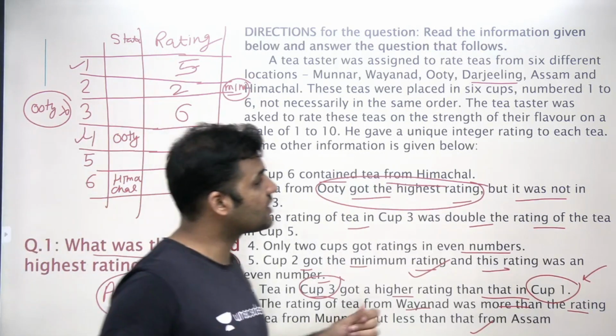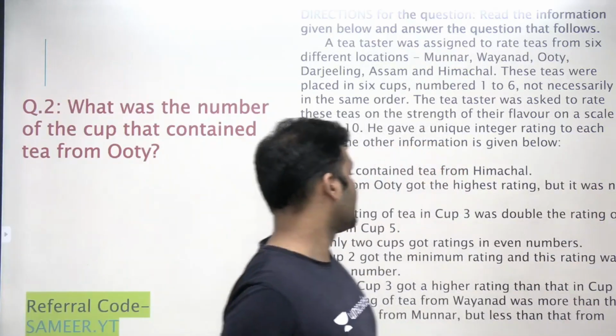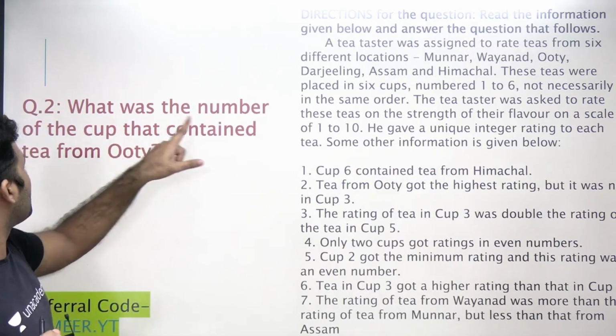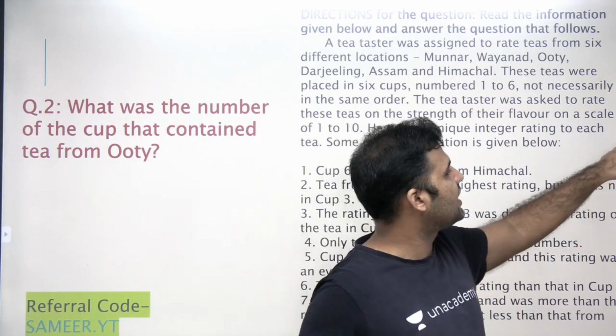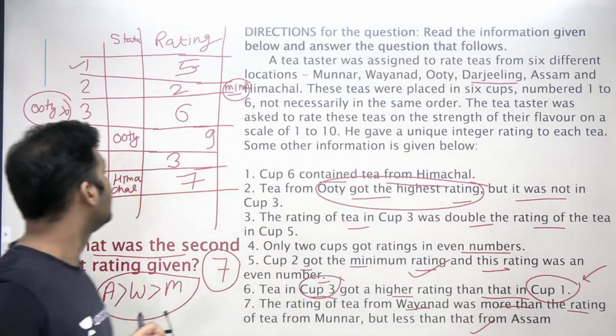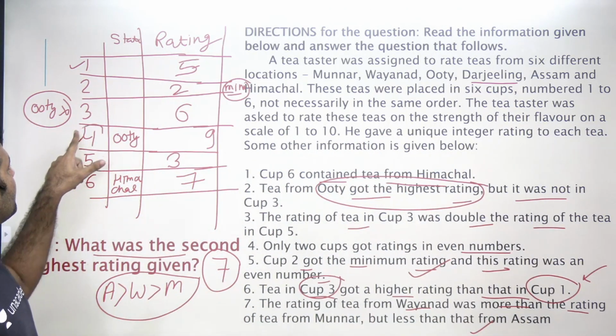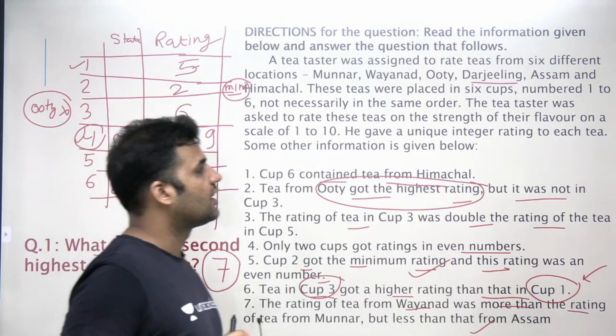Now let's look at the next question. Question number 2 says, what was the number of the cup that contained tea from Ooty? We already know that the number of the cup that contains tea from Ooty, you see that cup number is 4. So the answer to this question is cup number 4.